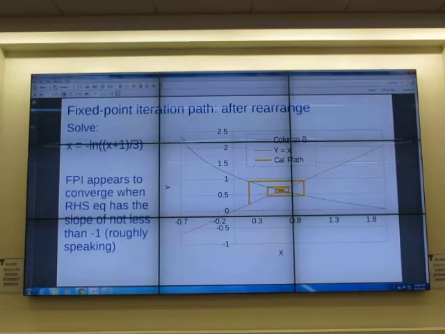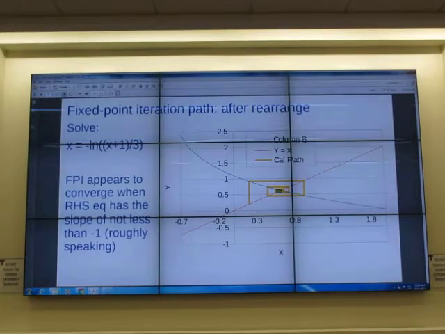So I want to show you what the calculation part is. When I start from this point, I calculate the right hand side and take it as a new x value, and calculate the right hand side again and take that as the x value, and keep doing that. It converges to the cross point.